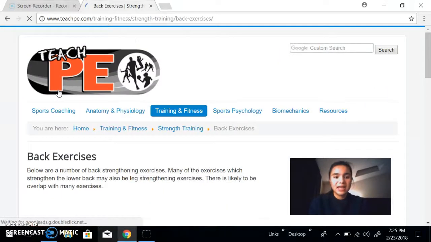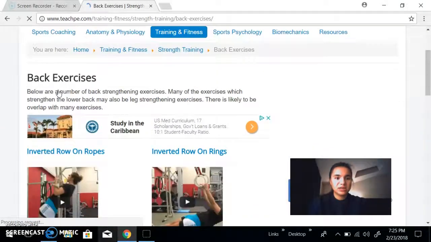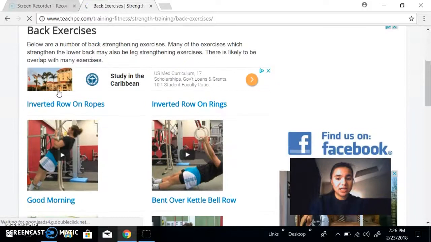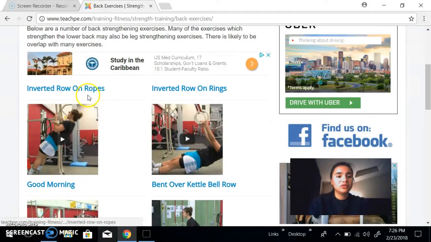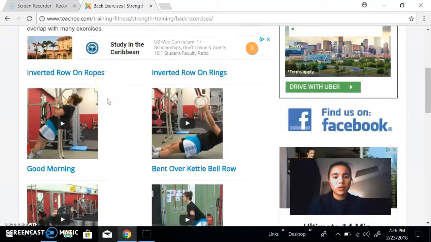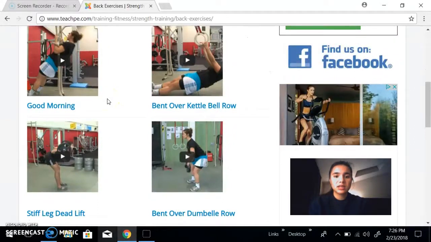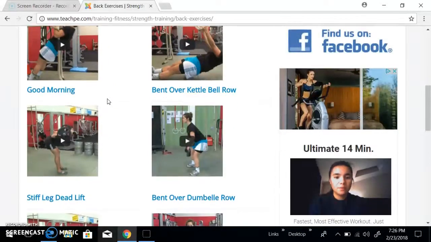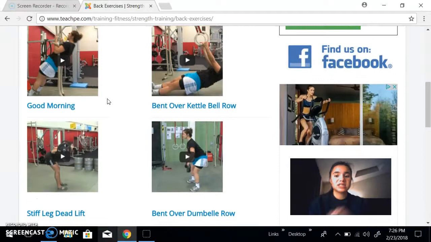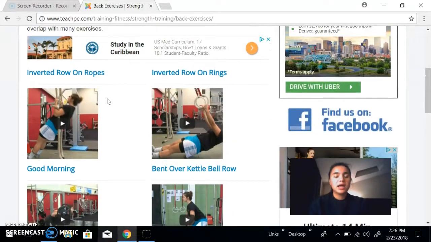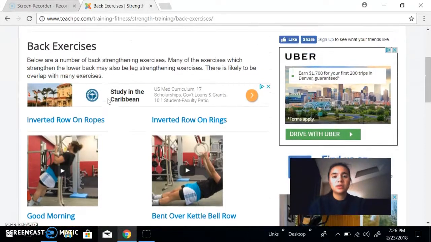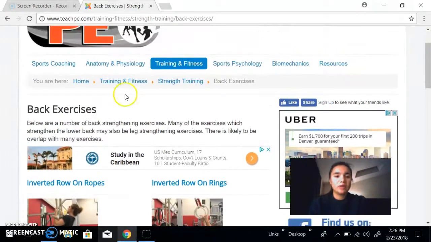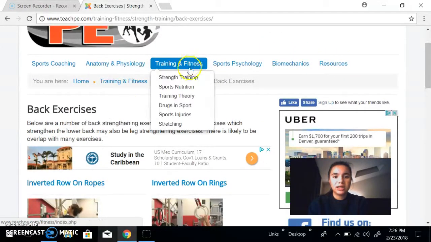We click on that, and then it gives us plenty of exercises that we can use in our weight training class in order to strengthen our back. So inverted row on ropes, row on rings, good mornings, bent over kettlebell row. Really good exercises. It provides plenty of those, not only for the back, but for the shoulder, for legs, arms. Very helpful for our training classes.